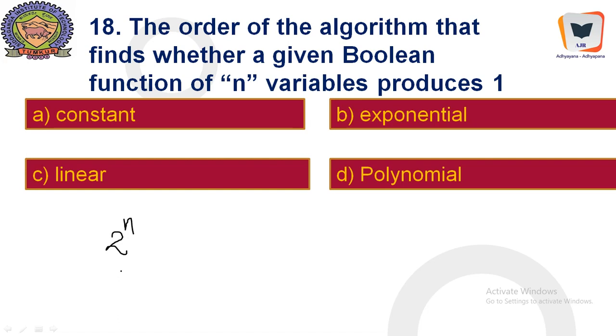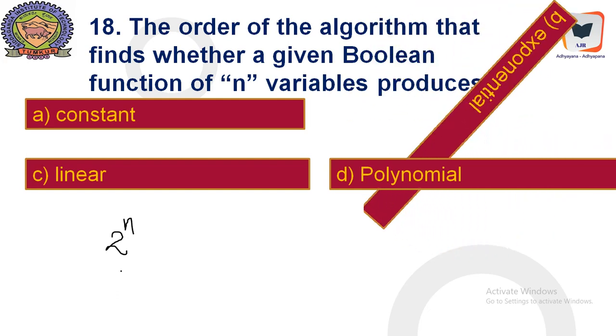So exponential complexity is that complexity where the base is a constant and the index is a variable.